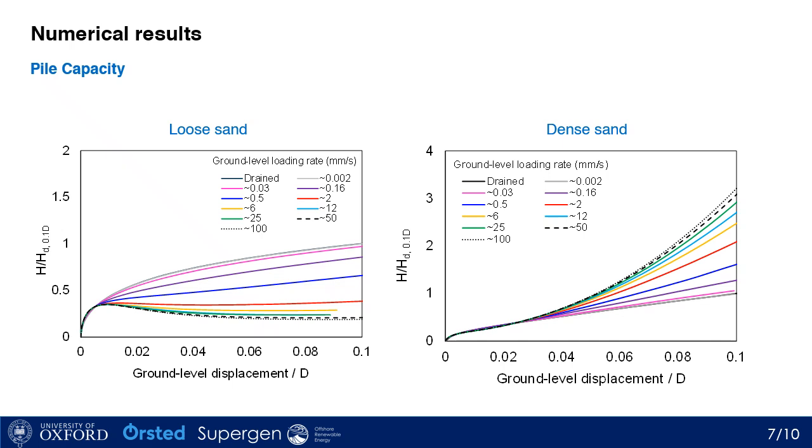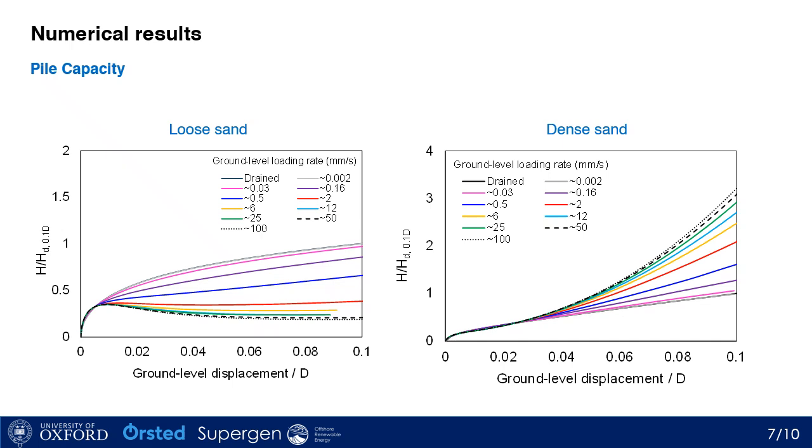Now let's see some numerical results. I'm going to show you the variation of pile capacity against ground level displacement for two cases, loose sand and dense sand. The vertical axis is pile capacity normalized by the drained capacity after 10% of diameter displacement at ground level, and the horizontal axis is ground level displacement normalized by diameter.